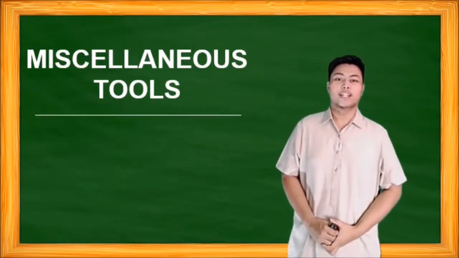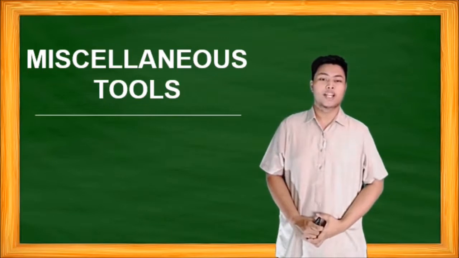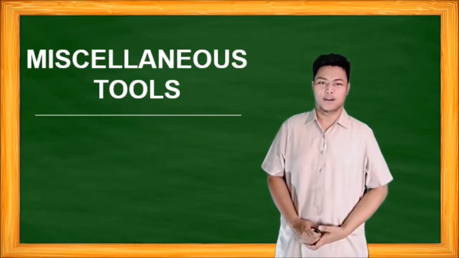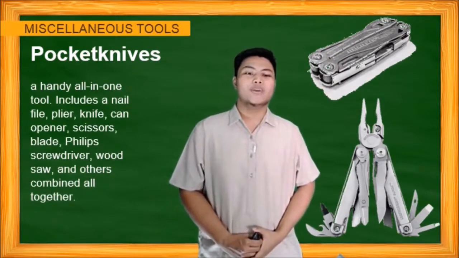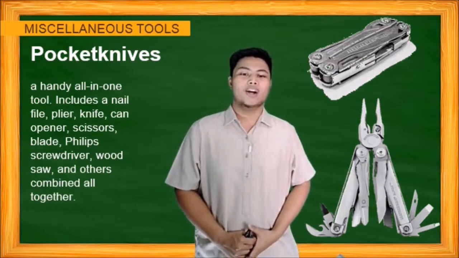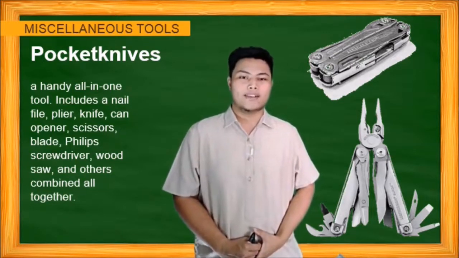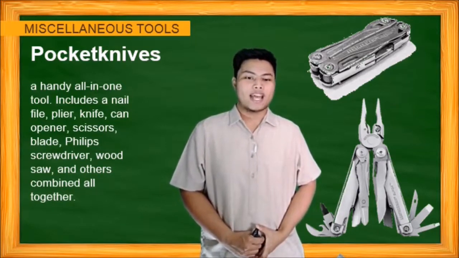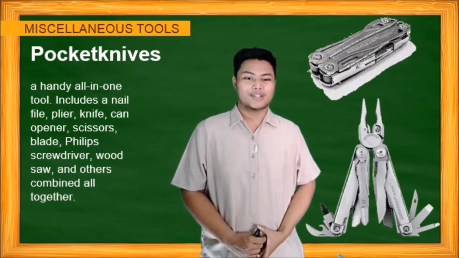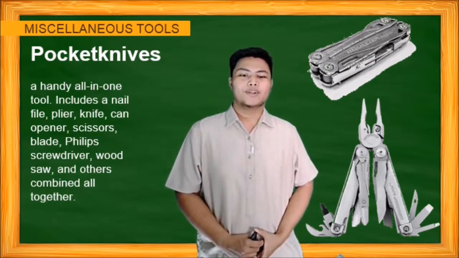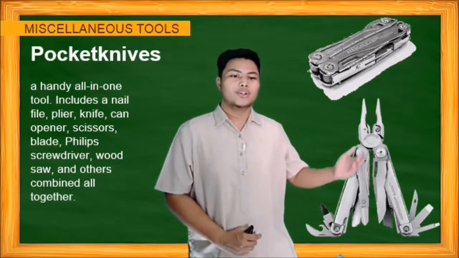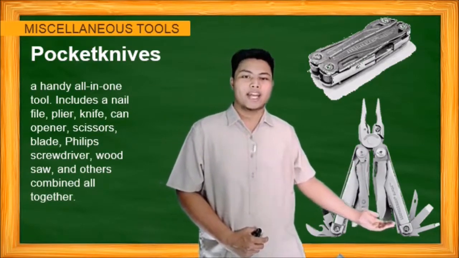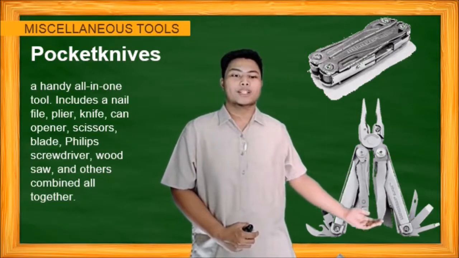Last classification are the miscellaneous tools, or the tools that we can also use in performing animal production operation. We have the pocket knives. I know some of you are familiar with pocket knives. This is a handy all-in-one tool that includes a nail file, a plier, a knife, can opener, scissors, blade, Phillips screwdriver, a wood saw, and others combined all together. So this is an example of a pocket knife when we open all of these tools.